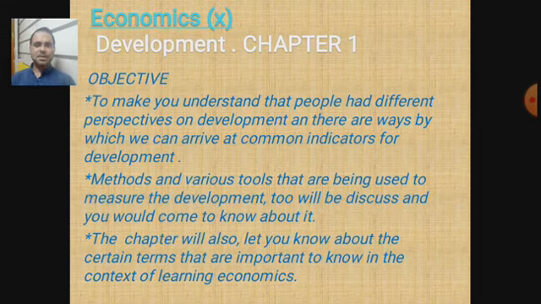So before going to explain the chapter, let me tell you about its objectives. This chapter will help us to understand the people and different perspectives on development. And there are ways by which we can arrive at the common indicators for development. Another thing the chapter will help us to know is the methods and the various tools that are being used to measure development. The chapter will discuss all these tools and methods with us.